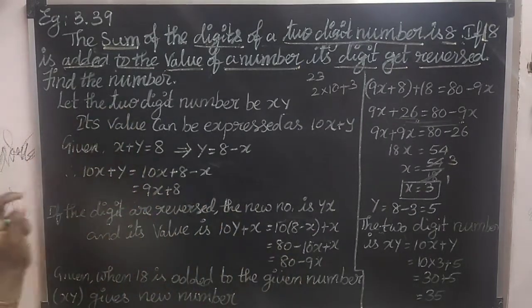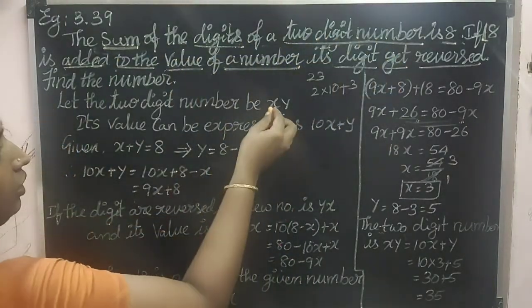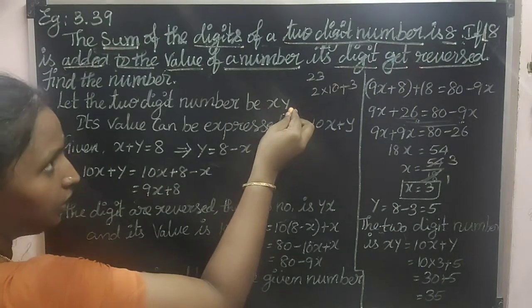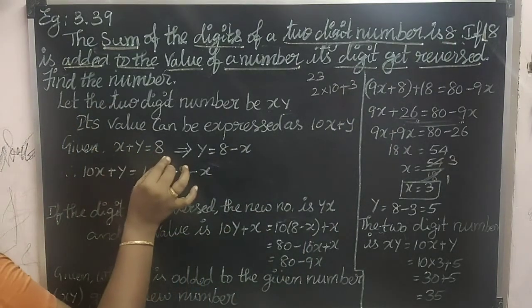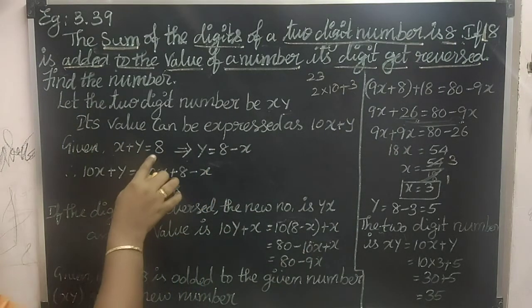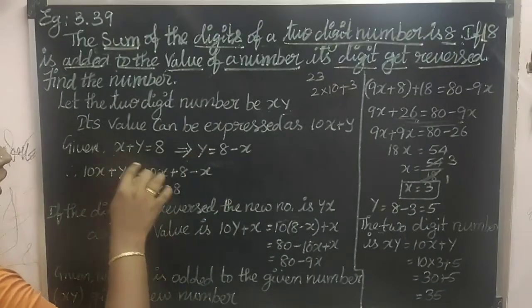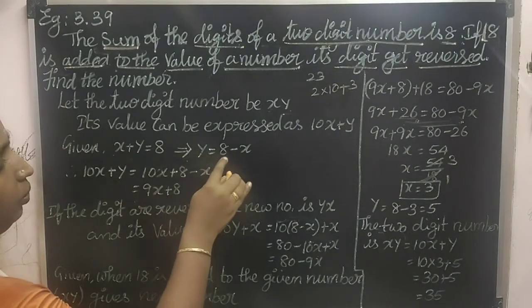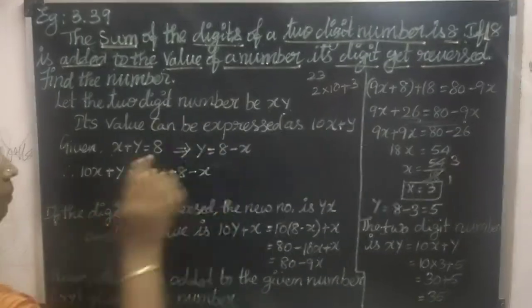Next, they gave the sum of the digits of the two-digit number. So in this two-digit number, the sum of the digits x plus y is equal to 8. So given x plus y equal to 8, I am sending x to the right hand side. You will get y equal to 8 minus x. So the y value is 8 minus x.